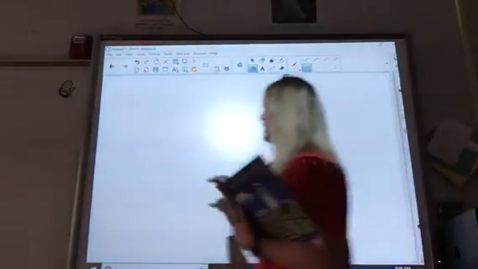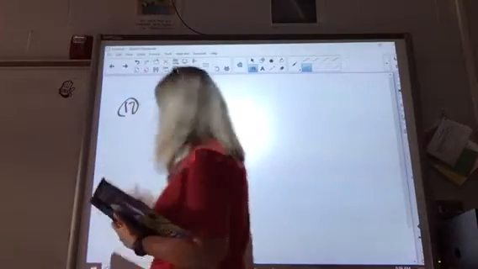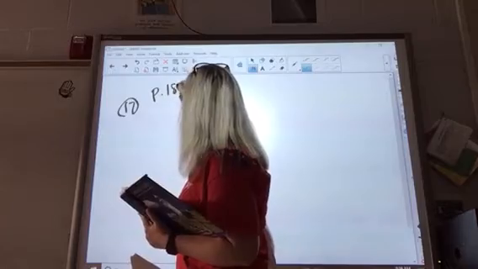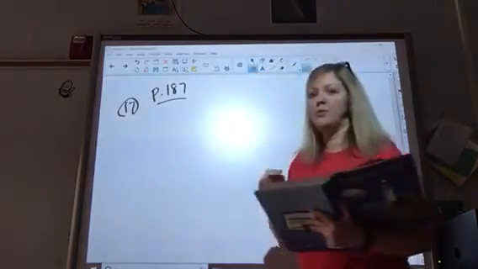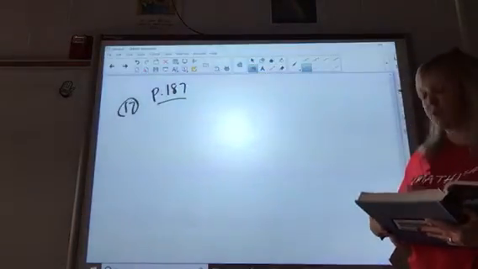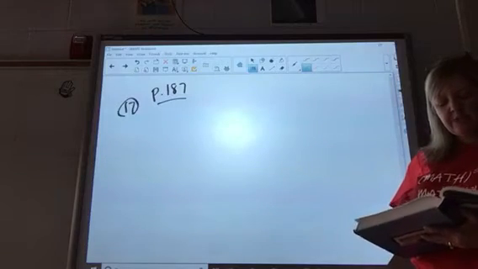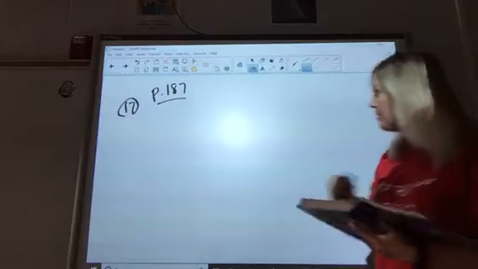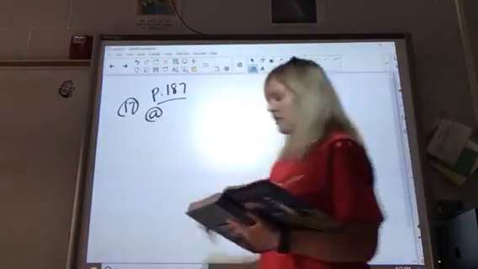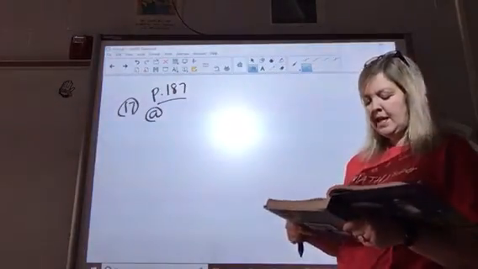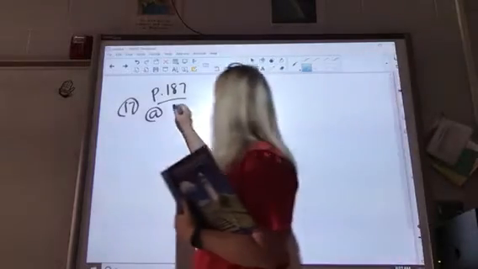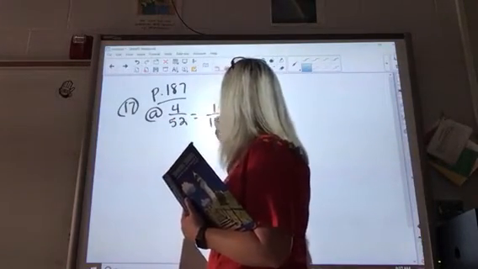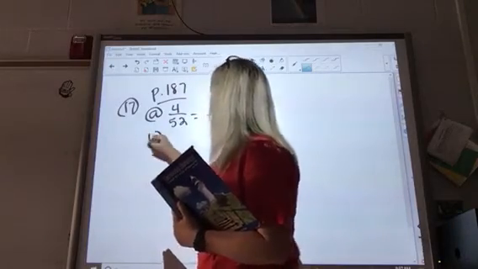Let's talk about 17. 17 is a big part of probability because it talks about cards. If you don't know about cards, you need to look on page 187 because it breaks them down for you. Alright, 17 part A says if one card is drawn from a deck, find the probability. Okay, 17A is a queen. There's 4 queens out of 52 cards, reduces to 1/13.